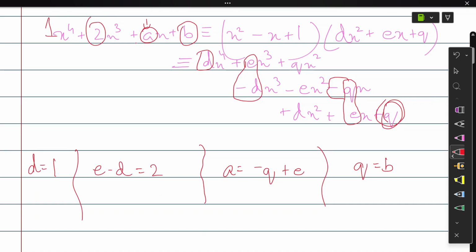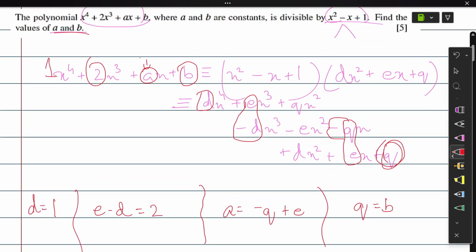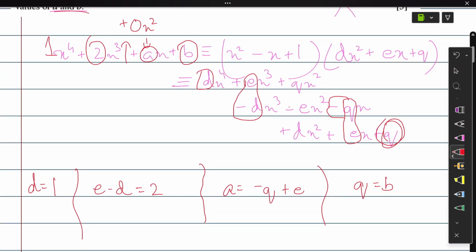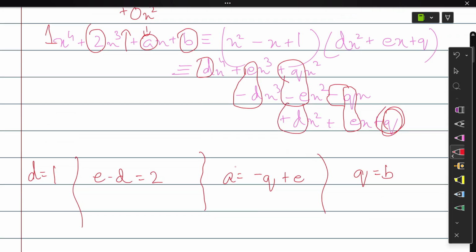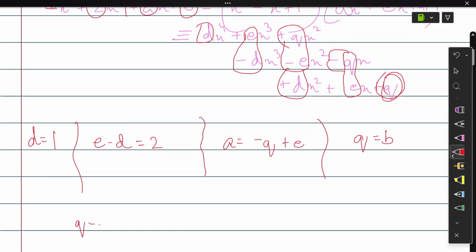Now there is no x squared term in your power 4 equation, right? That would mean that somewhere around here I can say 0 times x squared. That's why it doesn't exist, because its coefficient was 0. So let's use that as well. For x squared we have q minus e plus d. So q minus e plus d equals 0.